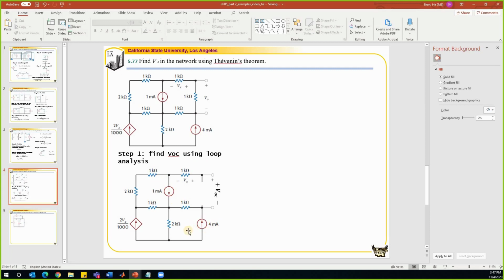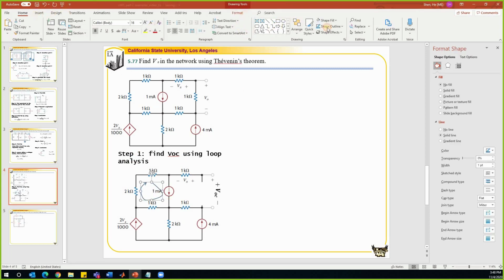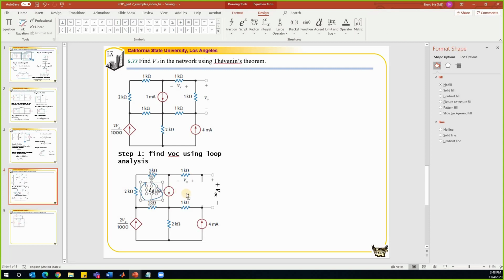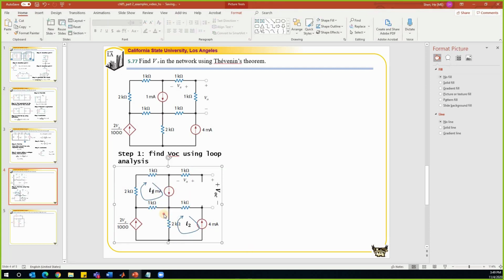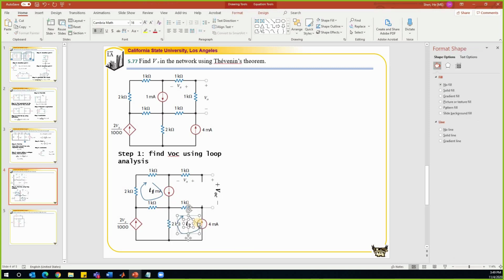Because it has two current sources, I assume it's a little bit easier to use loop analysis. Let me define my currents. Let's call this current I1, and the second current will be defined here. Let's call this I2, and the third mesh current, let's define it to be here. Let's call this I3. What is I1?